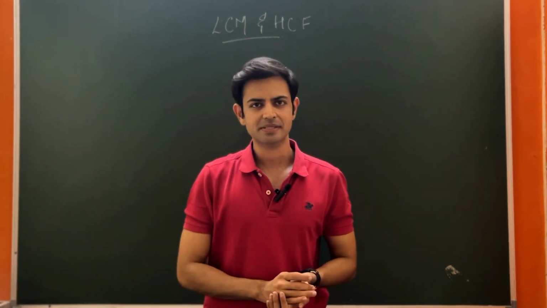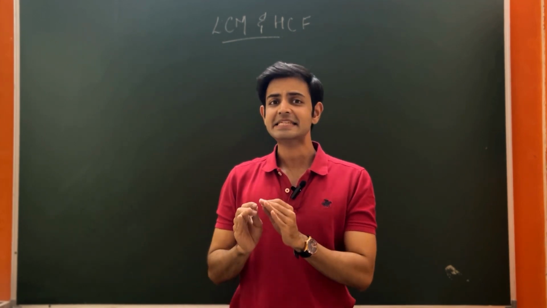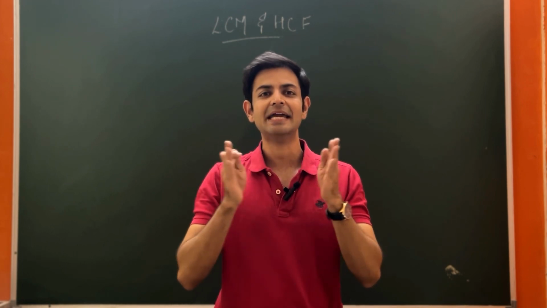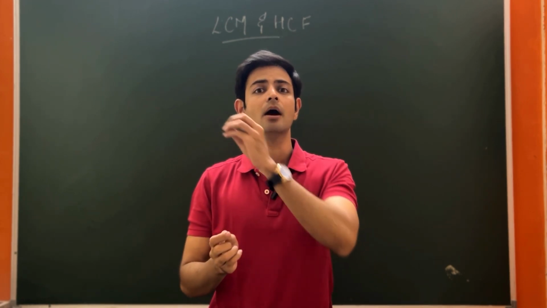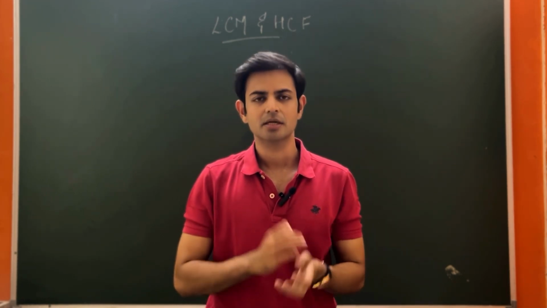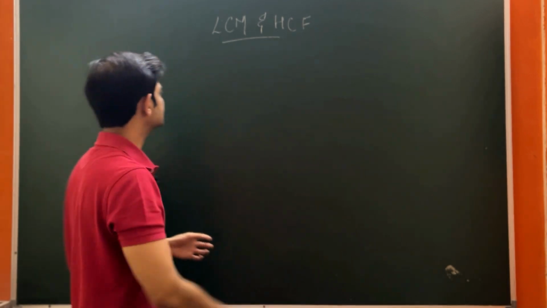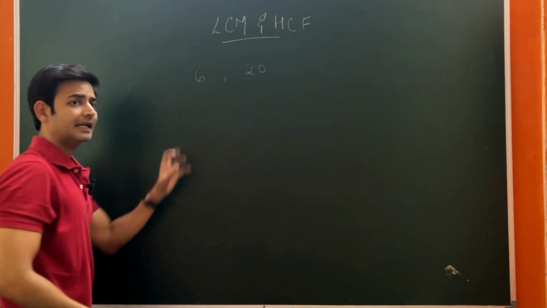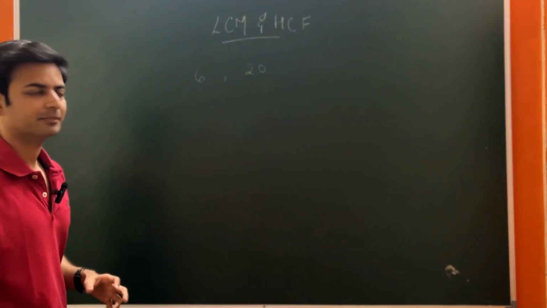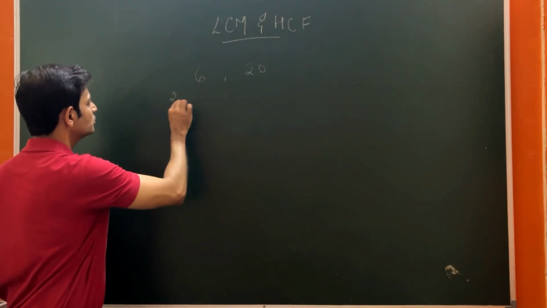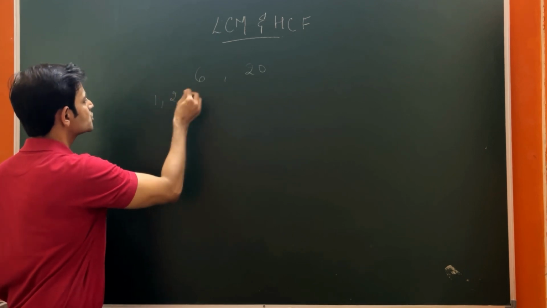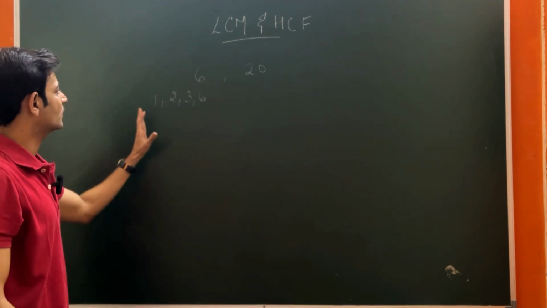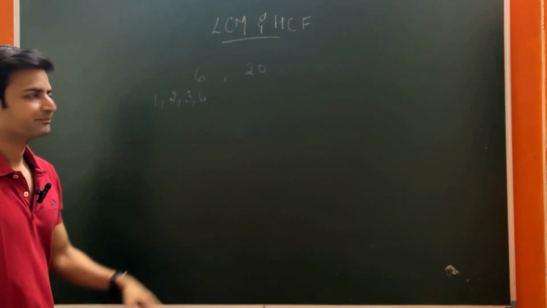Let us understand the concept of HCF. HCF is highest common factor. It is the highest number which will divide all the given numbers. For example, if the numbers are 6 and 20. Now 6 comes in the table of which numbers? It comes in the table of 1, 2, 3 and 6.